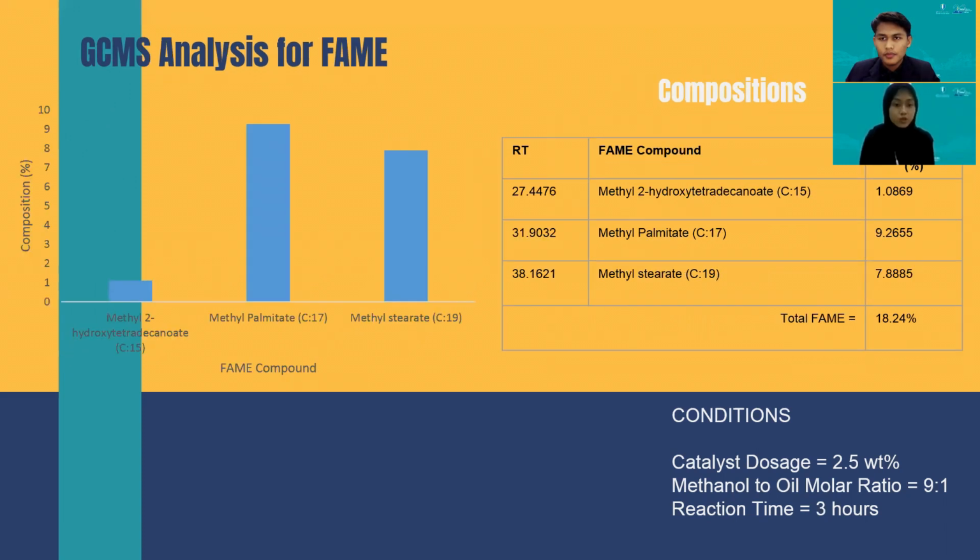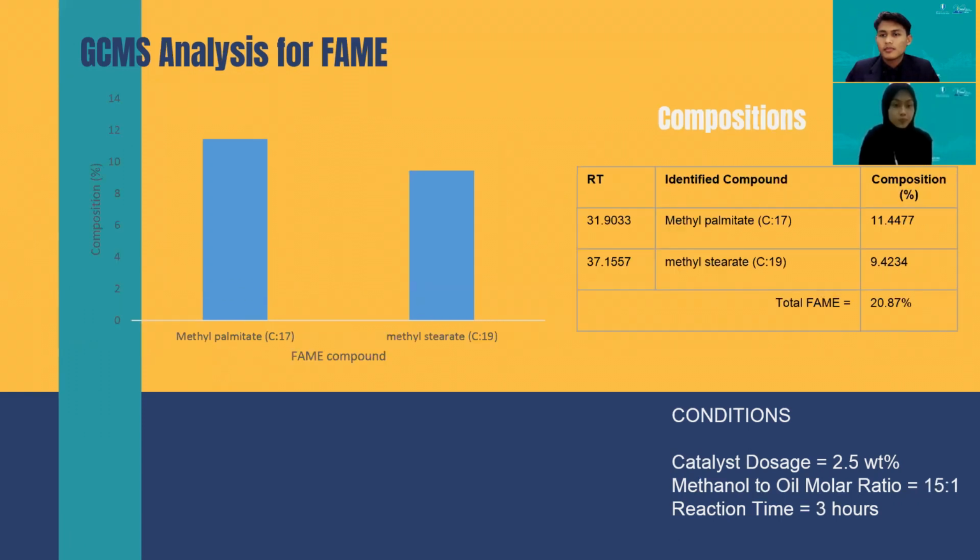This FAME compound also shows methyl palmitate got the highest composition, with the condition of catalyst dosage 2.5%, methanol to oil molar ratio 9:1, and reaction time of 3 hours. The total FAME composition is 18.74%.